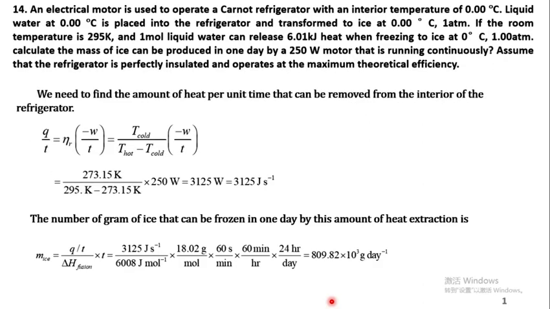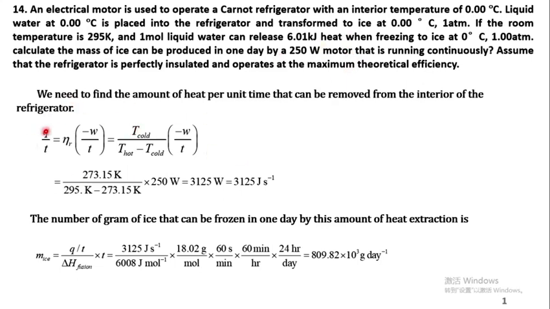Then the 13th question is about a Carnot cycle calculation. It asks us how many Earths can be reproduced in one day by this small refrigerator.